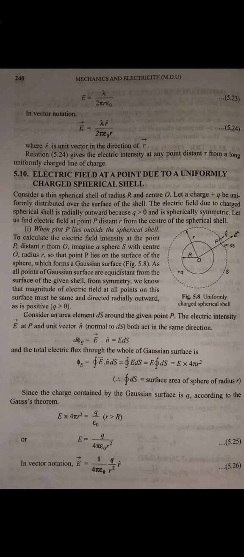In vector notation, E vector is equal to lambda r cap upon 2 pi epsilon naught r. This is equation number 5.24, where r cap is the unit vector in the direction of the r vector. Relation 5.24 gives the electric intensity at any point distant r from a long uniformly charged line of charge.